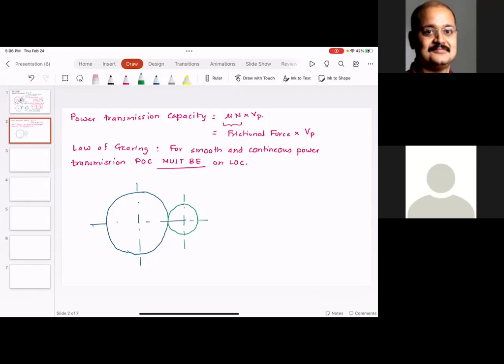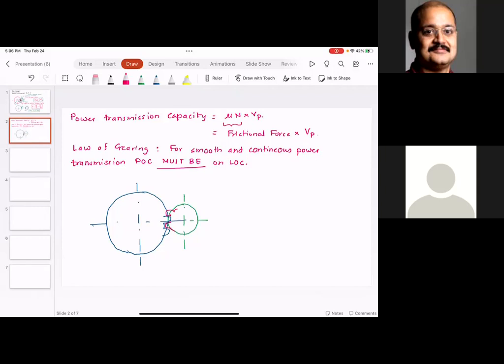And at the interface, the fundamental principle remains the same. What I have is I'm cutting teeth, and these teeth engage and disengage at the point of contact. So this is how the gear transmission takes place.